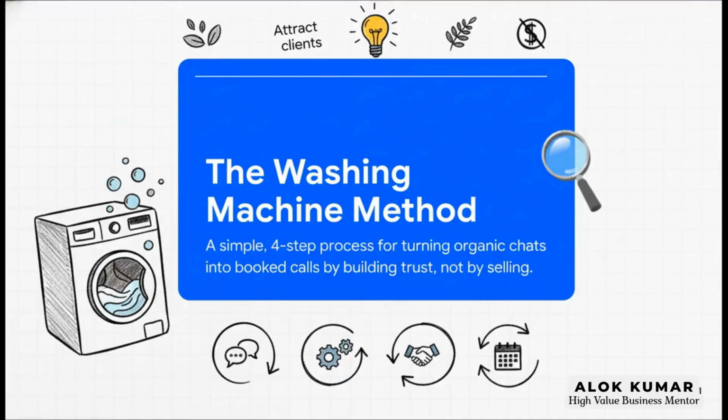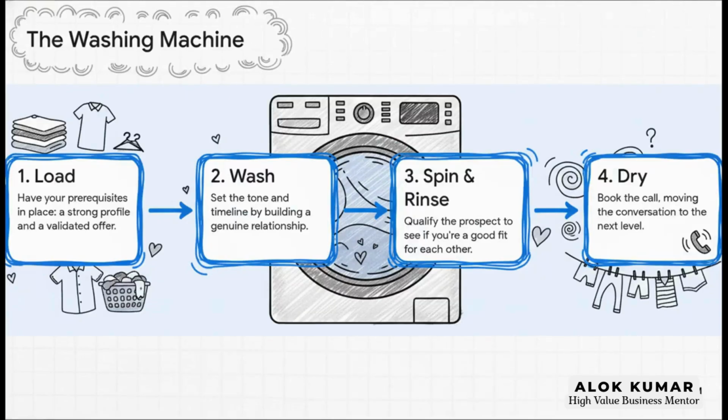For this part, we use something I call the washing machine method. And again, it's just a simple metaphor for a very human process. This has nothing to do with cheesy sales scripts or high-pressure tactics. It's about a simple, 4-step cycle that naturally turns a friendly chat into a booked call, all by building real trust. The steps are just as simple as doing your laundry.